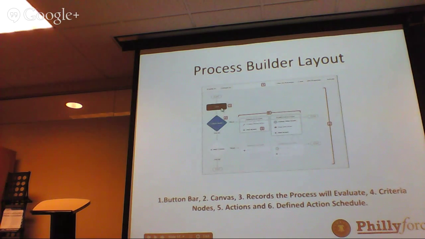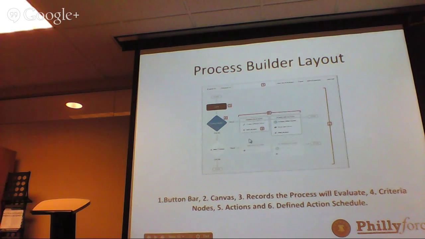You'll see the records that the process will evaluate. So here I also could refer to this as the object. Here we're looking at where the case is the main object that all this stuff would be working off of going forward. Next, you'll see your criteria nodes. And again, for those of you who used Visio in the past, you'll see the Visio theme, how it all lays out as you're walking through from here.